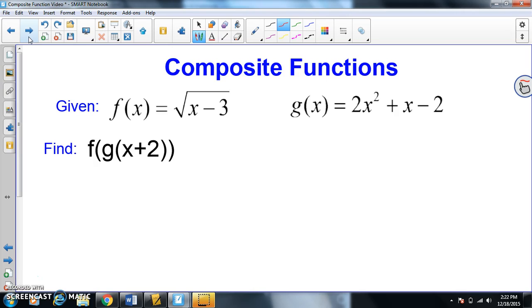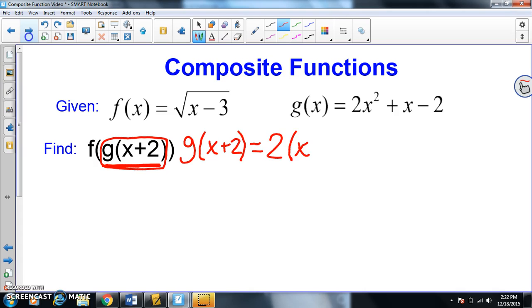And now we have the last type of problem that we will see, where we are evaluating our inside function at an expression, which would be x plus 2. Then we have to plug that into f of x. So first we need to evaluate g at x plus 2. So g of x plus 2 is equal to 2 times x plus 2 squared plus x plus 2 minus 2.